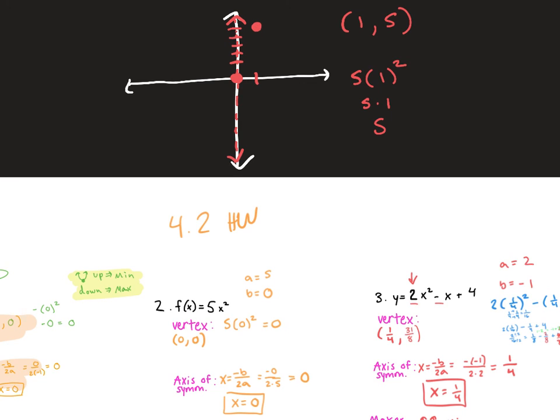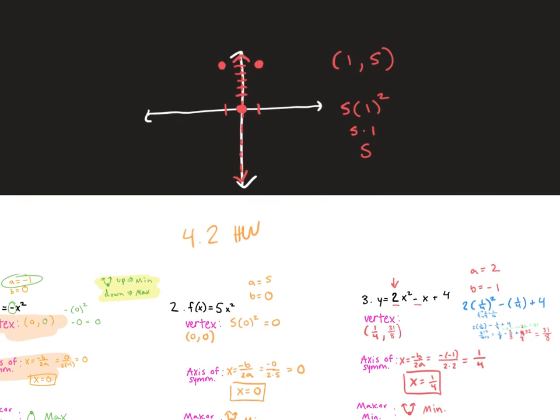Do we have another point? How do we find our other point? We need the same point on the other side because our graph is symmetrical. And then we just draw our parabola. Done.